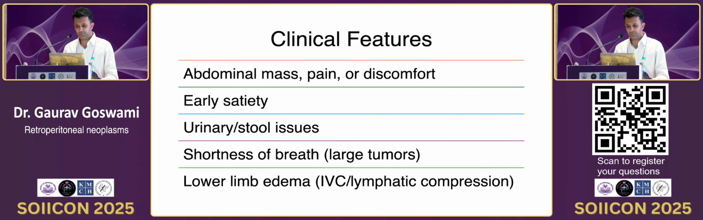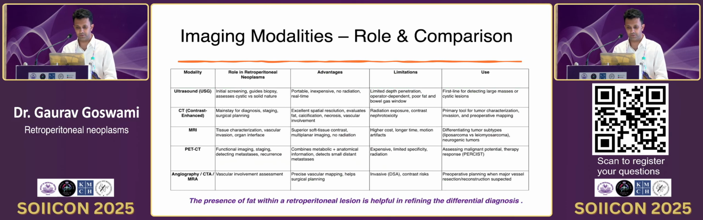Majority of the time, retroperitoneal lesions present with abdominal mass, pain, discomfort, early satiety because of gastric compression anteriorly, urinary, bowel or bladder issues, shortness of breath because large lesions compress the diaphragm and alter the abdominothoracic breathing pattern, and lower limb edema because of vascular and lymphatic compression.